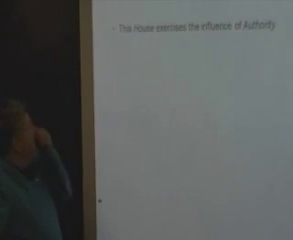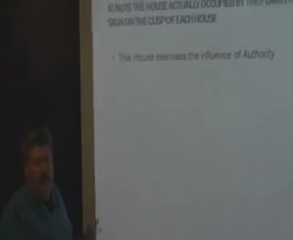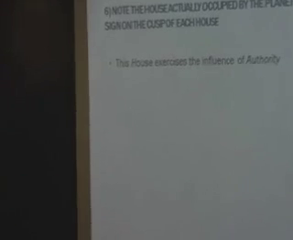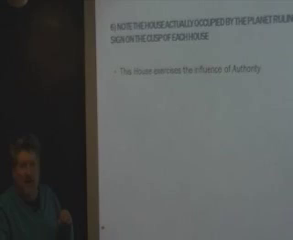So the sixth step is note the house actually occupied by the planet ruling the sign on the cusp of each house. Again, over the next few weeks, as we do chart upon chart upon chart, these steps will become more facile and easy to remember for us. Tonight we're just powering through this. But we say where the planet governing the cusp of a house, where it falls in a chart, we say that that area of the chart is subject to authority. When we go through examples, it'll make more sense to you.